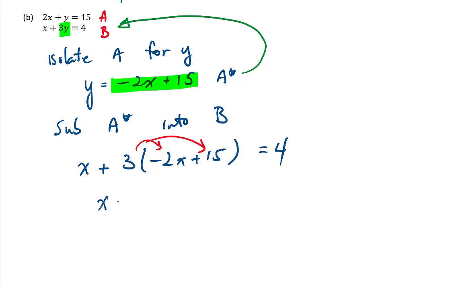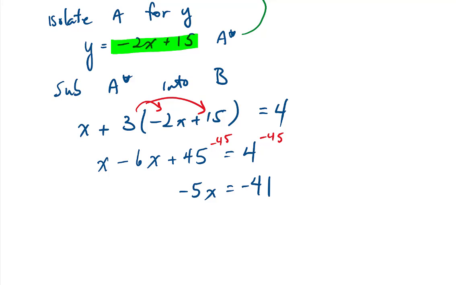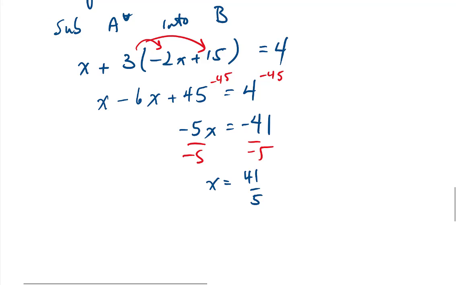So I'm going to get x minus 6x plus 45 equals 4. So I'm going to group the x's, so that gives me negative 5x. I'm going to minus the 45 from both sides to get rid of that. And if I minus 45 from both sides, I end up with negative 41. Next, I'm going to divide by negative 5. So I end up with x equals 41 over 5, which cannot be reduced, so we're going to use that.